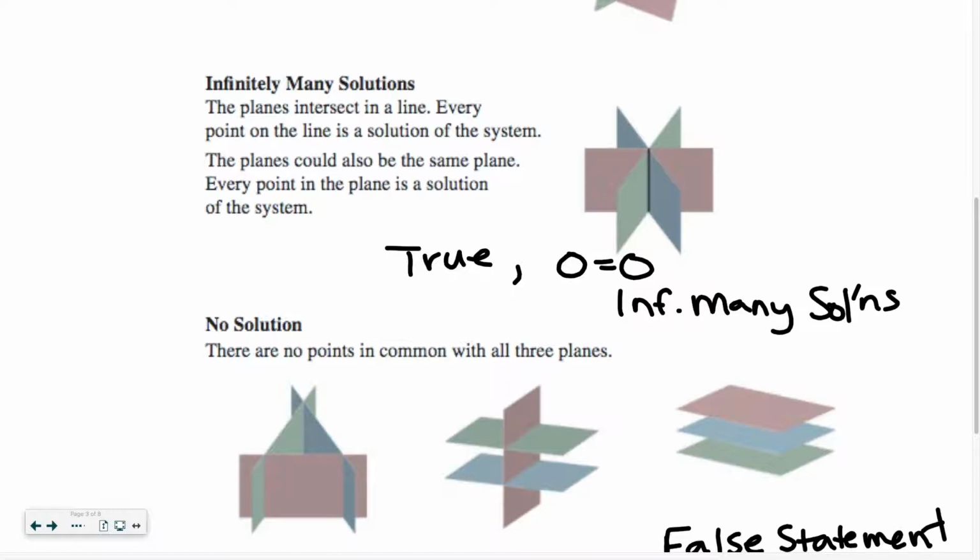It doesn't always, I will say this, especially because I know some people in 2 variables are using substitution a lot. It doesn't always equal the equation 0 equals 0. It could be something true like 5 equals 5 or negative 3 equals negative 3. That's also infinitely many solutions. And that happens more often with substitution. In elimination, it's usually 0 equals 0.